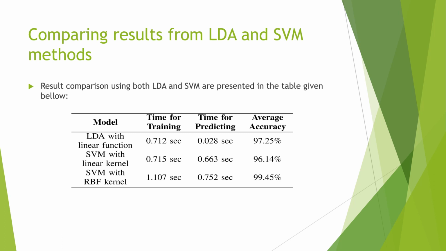From the table we can see that the training time of LDA with linear function is less as compared to SVM with RBF kernel, and the time for prediction is also less as compared to SVM with RBF kernel, whereas the accuracy of LDA is lower as compared to SVM with RBF kernel.